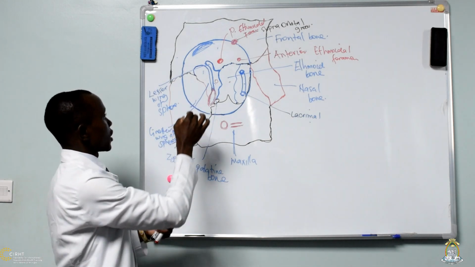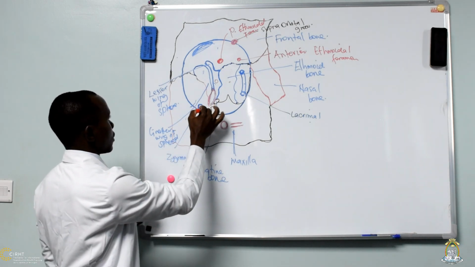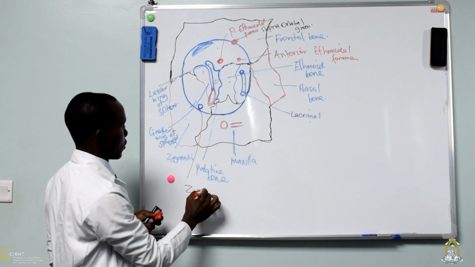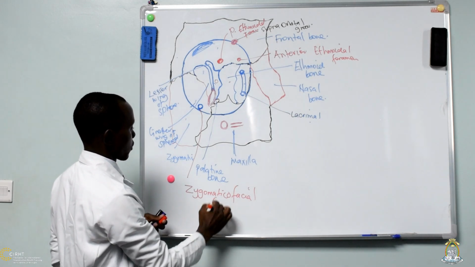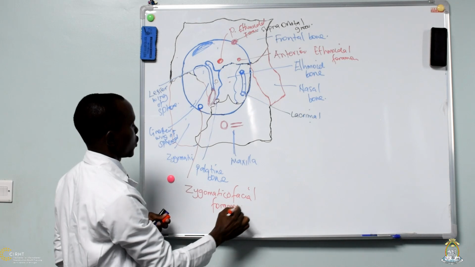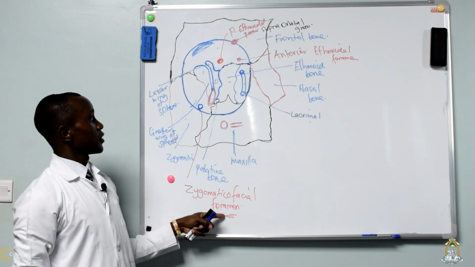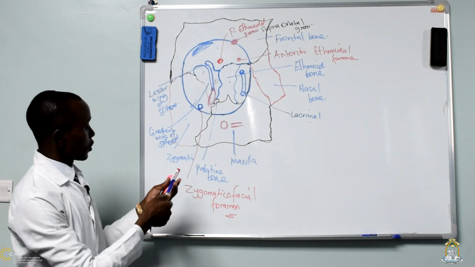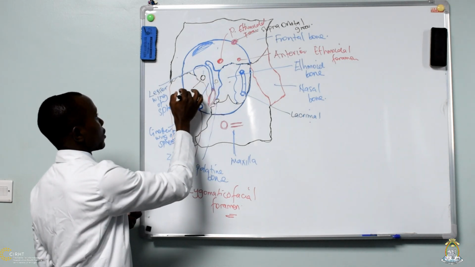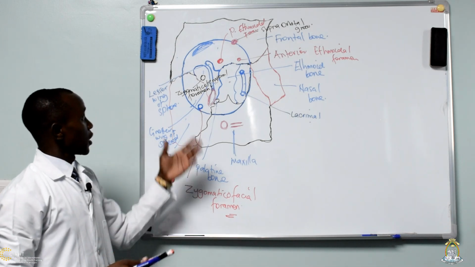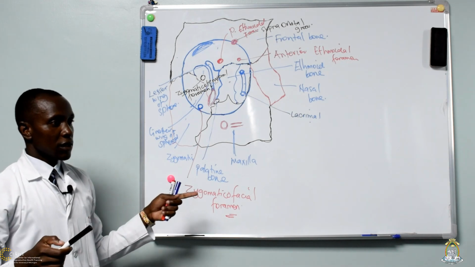We have the zygomaticofacial foramen. The zygomaticofacial foramen is for the zygomaticofacial nerve. This is where the zygomaticofacial nerve exits. And then we have the zygomaticotemporal foramen. The zygomaticotemporal foramen is where the zygomaticotemporal nerve exits, okay? And lastly, the apex.